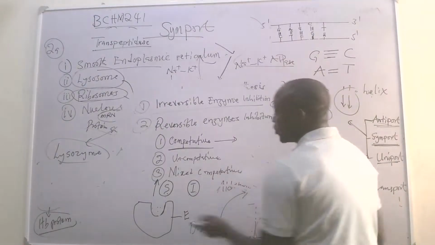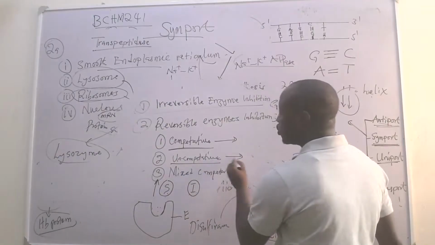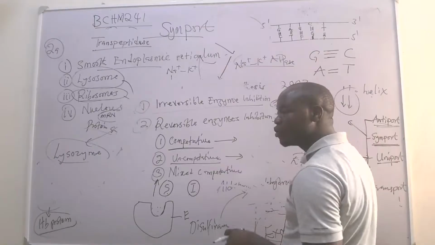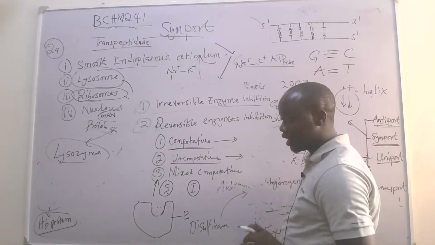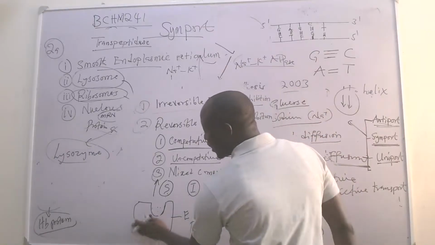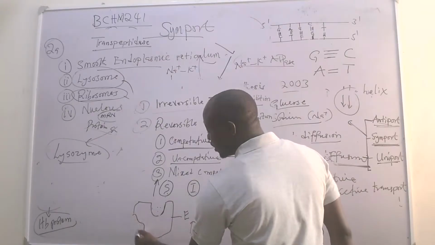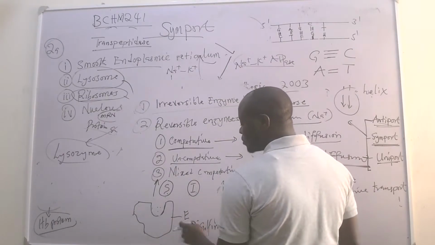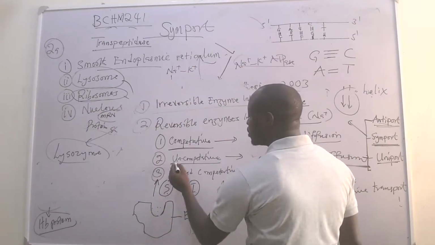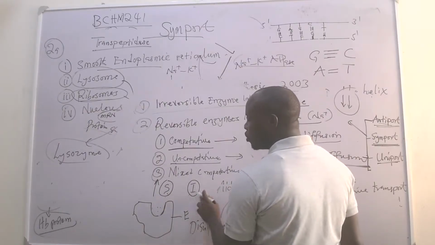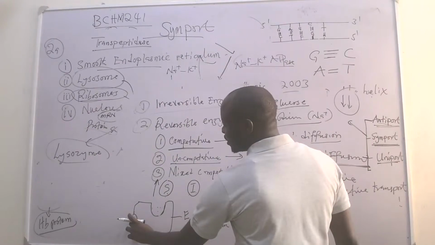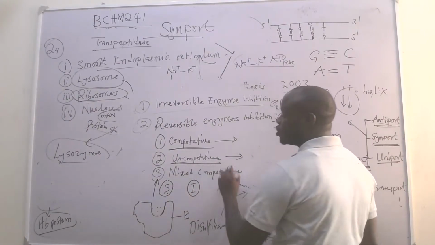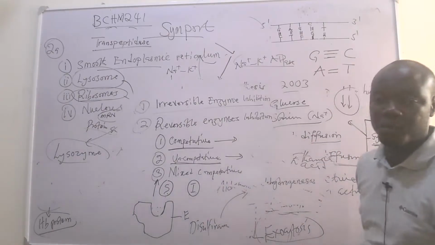And then the next one is the uncompetitive inhibitor. The word uncompetitive means that they are inhibitors, but they are not competing for the active site. Rather, they are binding to other sites. Some enzymes can have another site apart from the active site. So when an inhibitor binds to another site of the enzyme, not the active site, that type of inhibition is called uncompetitive inhibition.